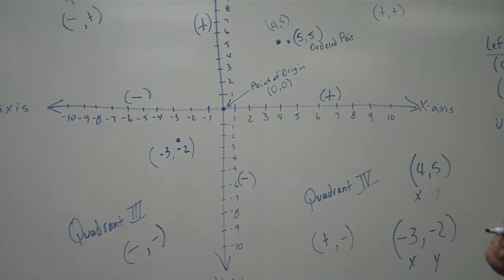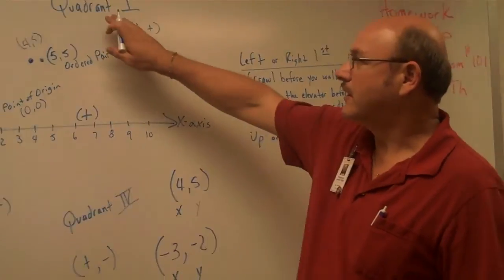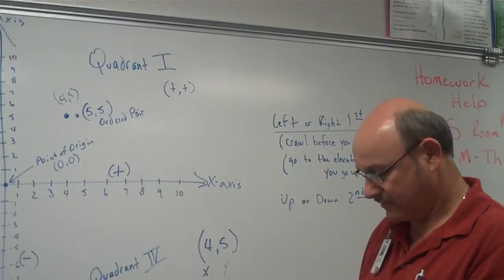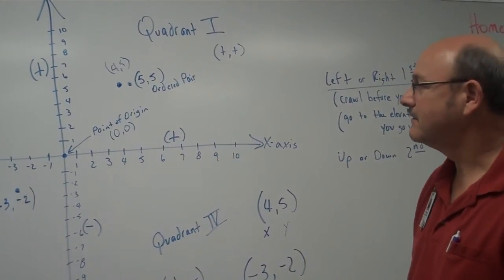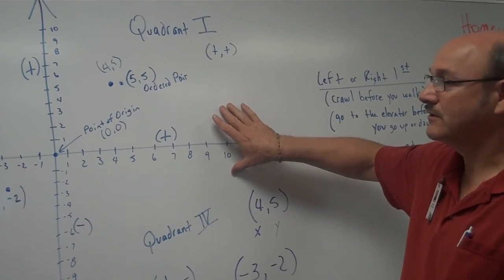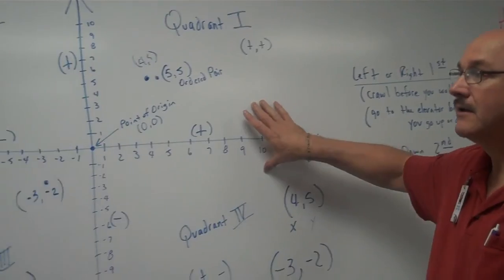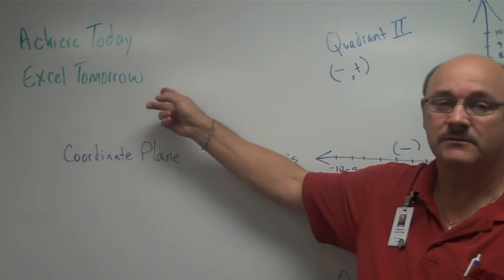So this talked to us about the coordinate plane. The quadrants are important things that we need to remember and know how the coordinate plane functions. We'll be doing lots more graphing on the coordinate plane this year, and you'll be doing them in years to come. Okay, that is what we're trying to do, achieve today. That way we'll excel tomorrow.